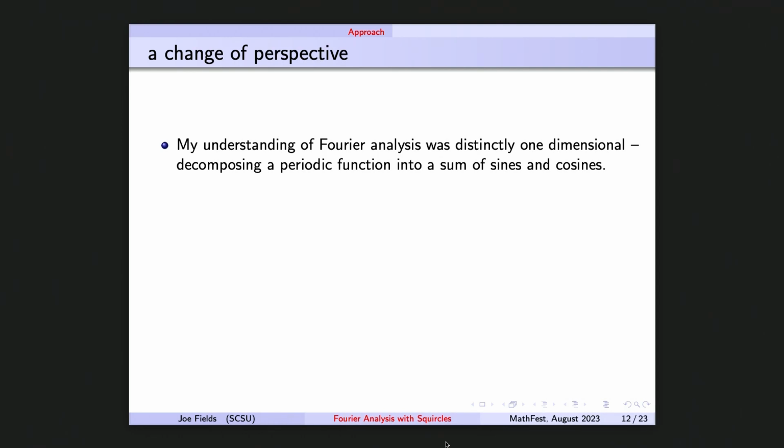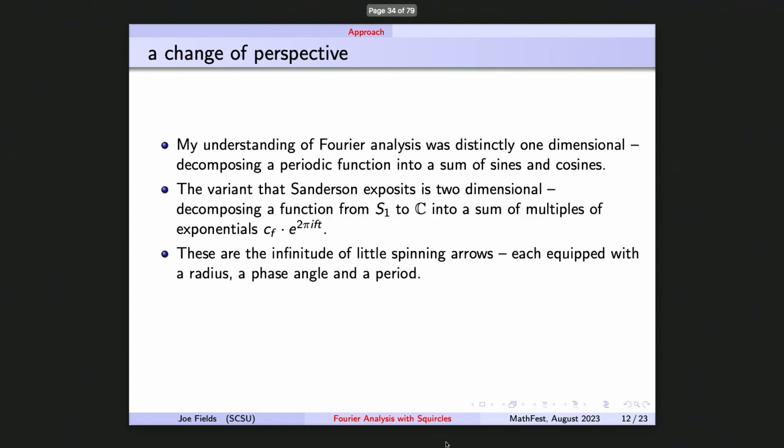This required a bit of a change of perspective. My understanding of Fourier analysis honestly came from an undergrad course in differential equations that was an embarrassing number of decades ago. And it was just the 1D version of things. How do you take a periodic function and decompose it into sines and cosines? And I mean a function of one variable, right?